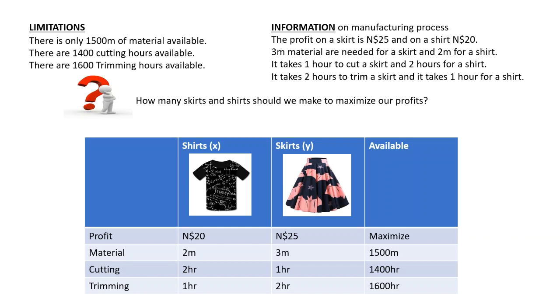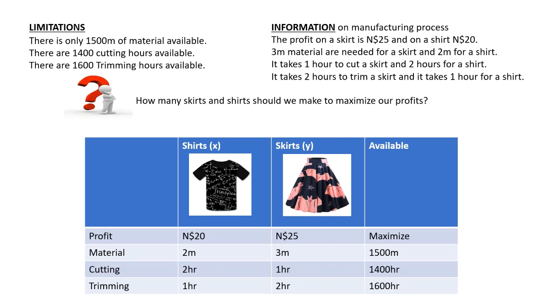Same thing for the cutting hours. It takes 2 hours to cut a shirt, it takes 1 hour to cut a skirt, but the total number of working hours for cutting cannot exceed 1400. That is because we have to pay these people who do the cutting, and we don't want to pay them an infinite amount of money because we want our profit to be high.